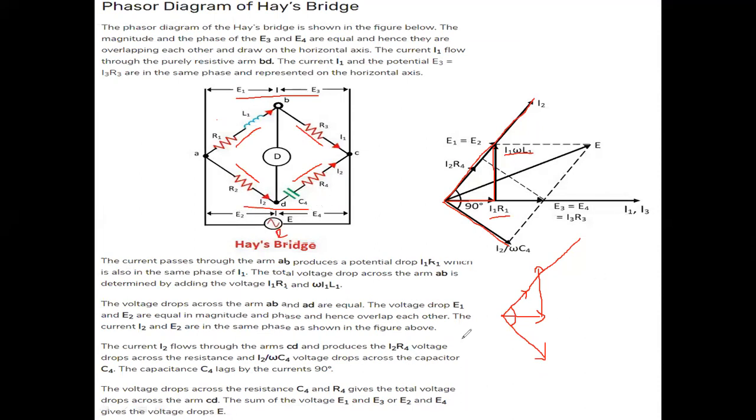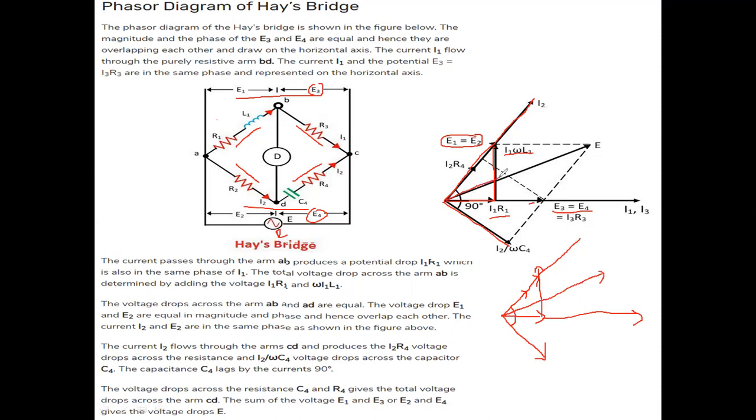We already discussed that the voltage drops E1 and E2 are equal. That's why both are represented on the same path. The voltage drops E3 and E4 are also equal, so E3 equal to E4 is represented on this particular path, and the total EMF is experienced here. The total EMF is drawn in this manner.